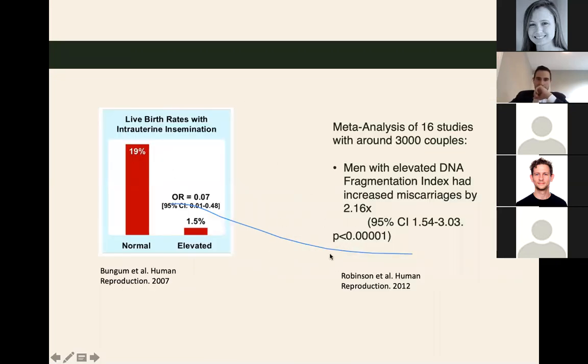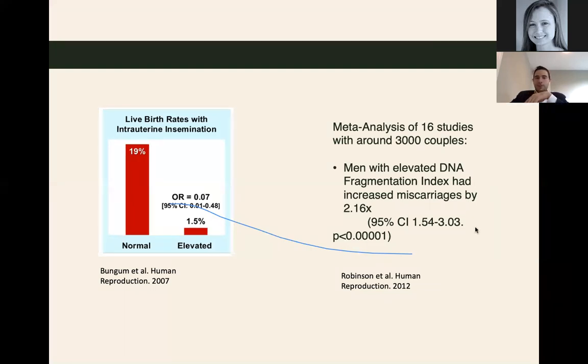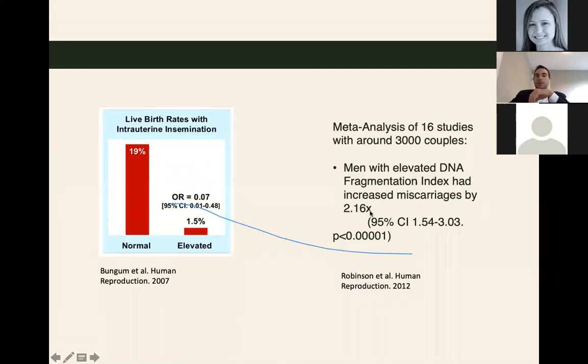These are also different studies. This one is a meta-analysis, which means they grouped most of the studies in the field. They include around 16 studies that looked at 3,000 couples, and their conclusion was that men with elevated DNA fragmentation index had an increased miscarriage rate by 2.16 times. So if you compare fertile couples with couples where the man had a high DNA fragmentation index, they had 2.16 times more chance of miscarriage than the normal fertile, which is almost double.